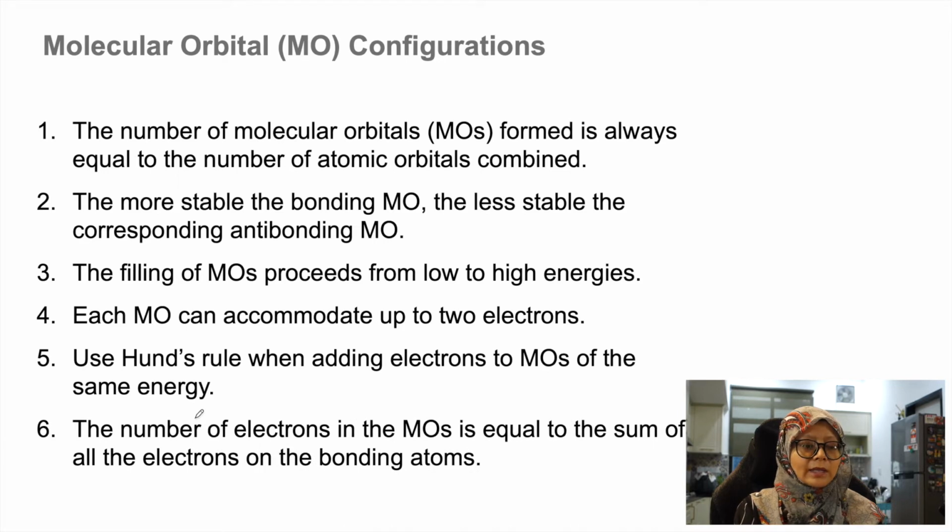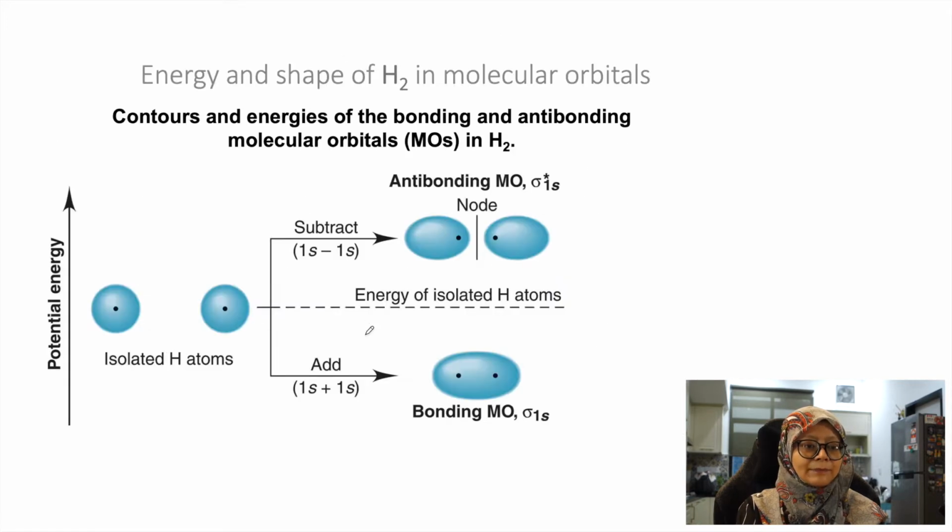And the last one, the number of electrons in the MOs is equal to the sum of the electrons on the bonding atoms. For the second theory here, we follow the Aufbau rule, while for the fourth one, we follow the Pauli exclusion principle.